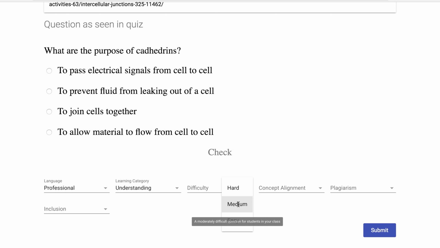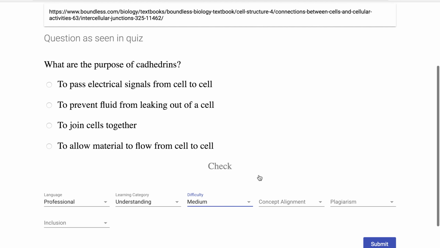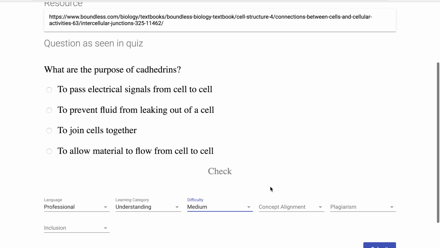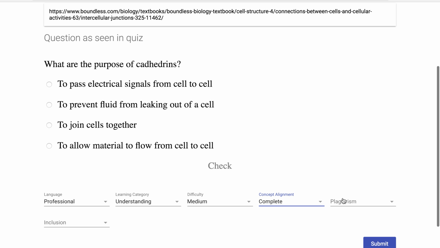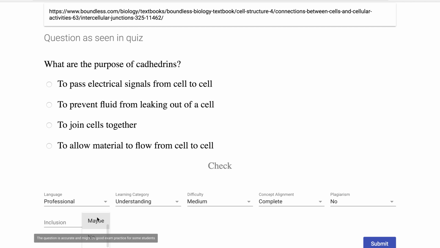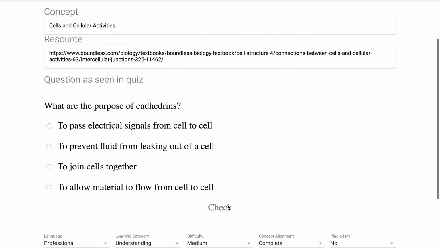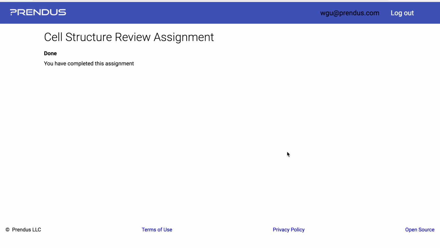Difficulty, this looks like a medium level difficulty. I assume that these have to deal with a cellular activity, so I'm going to say that it's a complete alignment. It does not look plagiarized, and yes, we should include it. Okay, so after I've completed these parameters once again, I will hit submit, and there it is. That is the question review assignment.